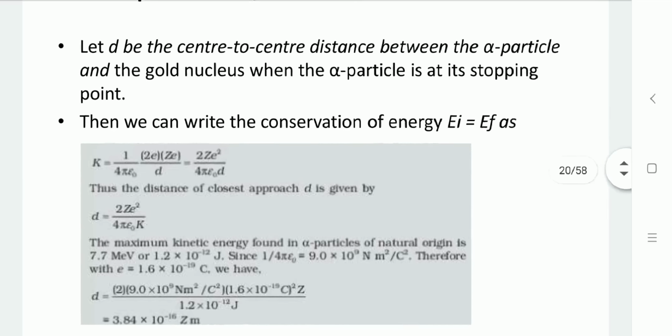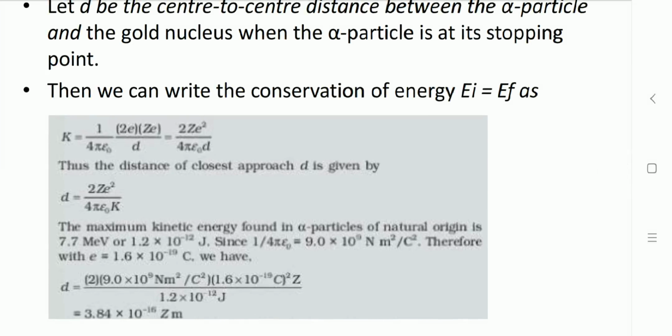So from that we are able to get the distance value d equal to 2Ze square divided by 4 pi epsilon 0 K. Now it is already given that the kinetic energy is 7.7 mega electron volt, converted into joule, so we have 1.2 into 10 raised to minus 12 joule. And 1 upon 4 pi epsilon 0 constant is 9 into 10 raised to 9 newton meter square per coulomb square. And e, the charge of the particle, is 1.6 into 10 raised to minus 19 coulomb. By substituting all the constant values, we get d equal to 3.84 into 10 raised to minus 16 Z meter.